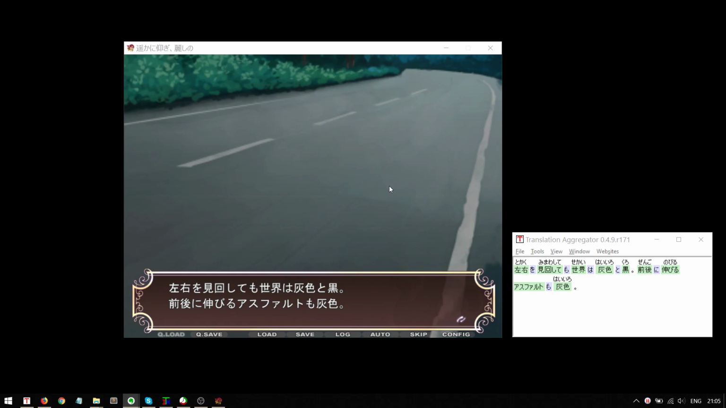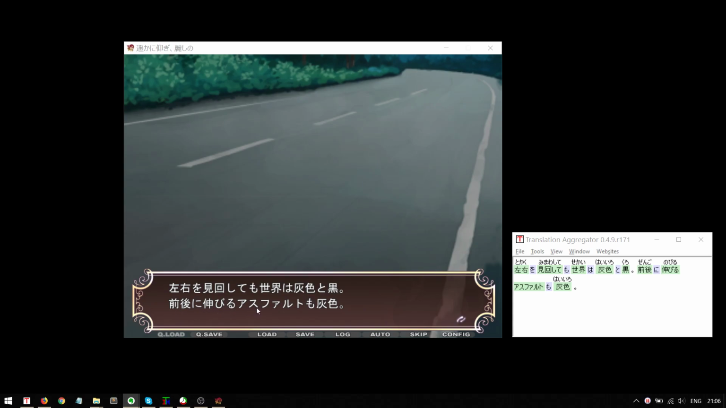Anyways, 左右を見渡しても. This is mimawasu. Miru means to look. Mimawasu means to look around. Sekai wa hairo to kuro. So even when looking to the left or right, the world was gray and black.